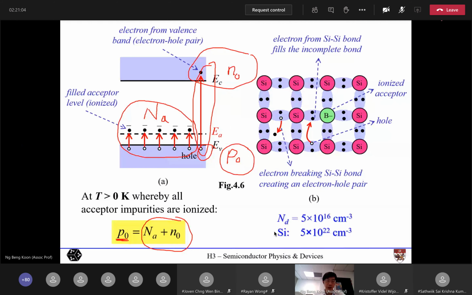So the carriers are switched. In the case of N-type semiconductor, N naught is the majority carrier, so for N-type, N naught equals Nd plus P naught. Whereas in this case, where we put in acceptor dopings, P naught is now the larger number carrier. So P naught is now on the left hand side. So there's a slight difference between these two.